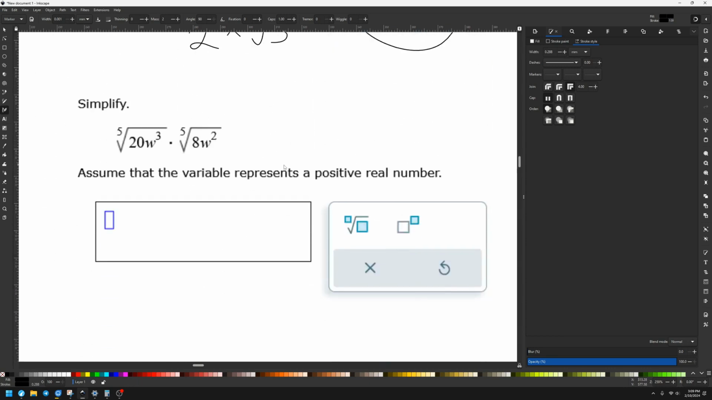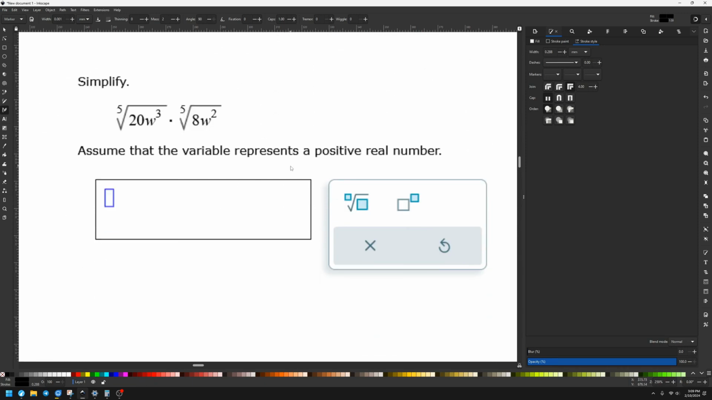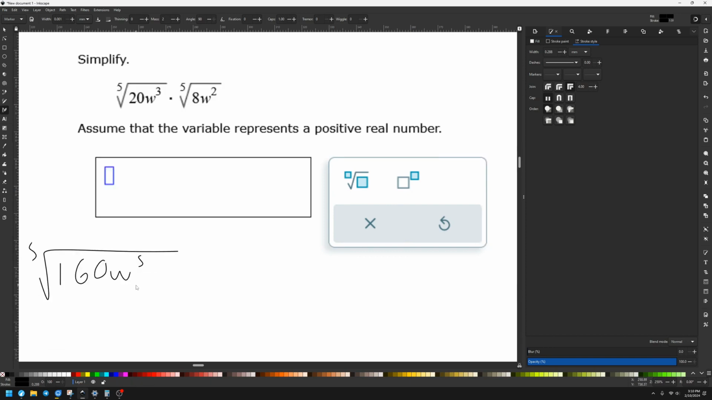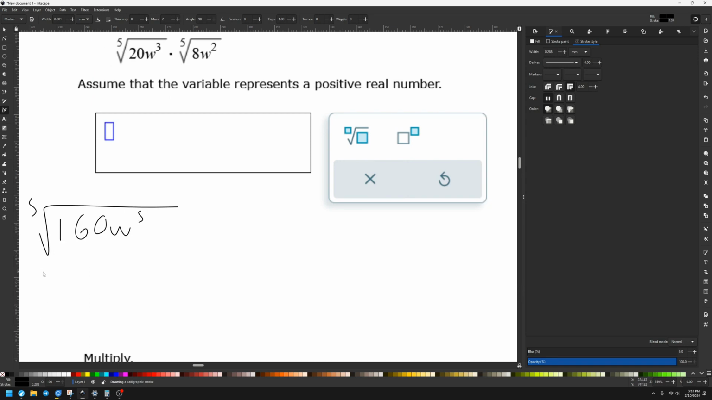Okay, for the next one, simplify. Assume that the variable represents a positive real number. Again, that just means we don't have to worry about absolute value. Okay, so let's multiply straight across. We're going to have 160 times w to the 5th. Let's break this down into the 5th root of 160 times the 5th root of w to the 5th.